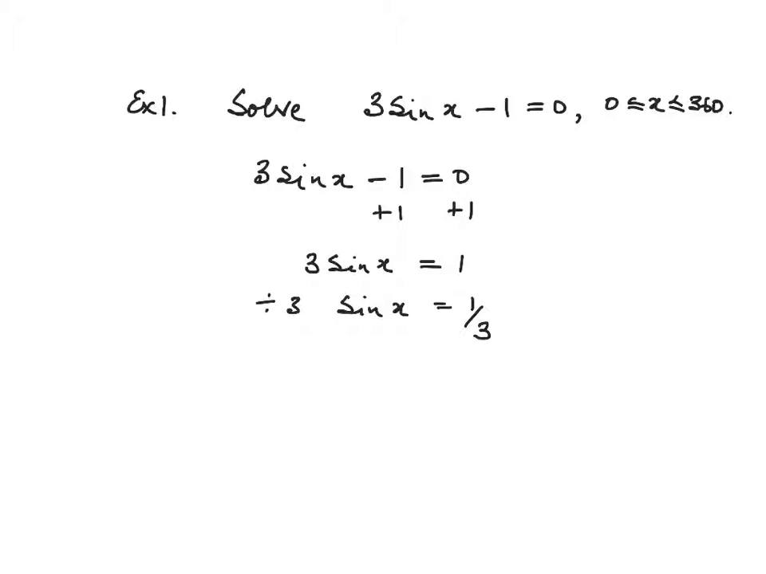Now immediately at this point I should draw a CAST diagram. Very simple CAST diagram. This is a sine function and it's positive. Now how do we know it's positive? Because there is no negative on the right hand side of the equation. So where is sine positive? All 3 trig functions are positive in the first quadrant, and sine, as indicated by the letter S, is positive in the first quadrant. What we need to do now is to use our calculators.